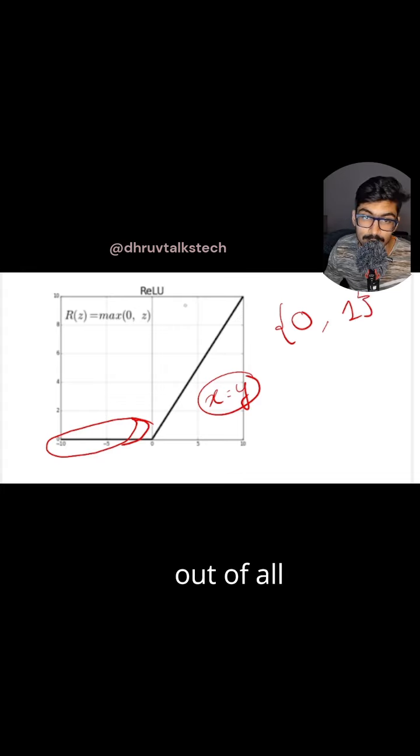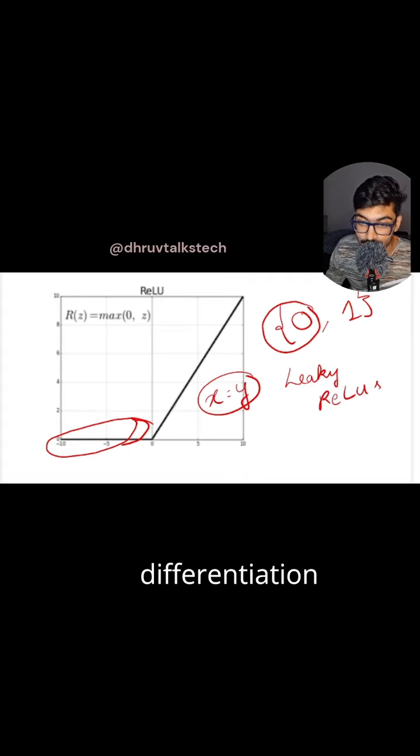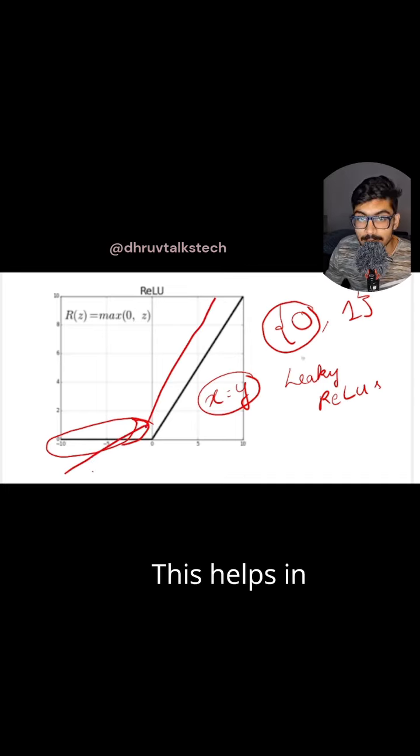ReLU is the most used out of all activation functions, and one problem is that when the value is 0, it can lead to dying gradients. This is solved by using leaky ReLUs. Leaky ReLUs allow a non-zero gradient to be added to this differentiation function, so it looks kind of like this. This helps in making sure that the gradient can never become truly 0.